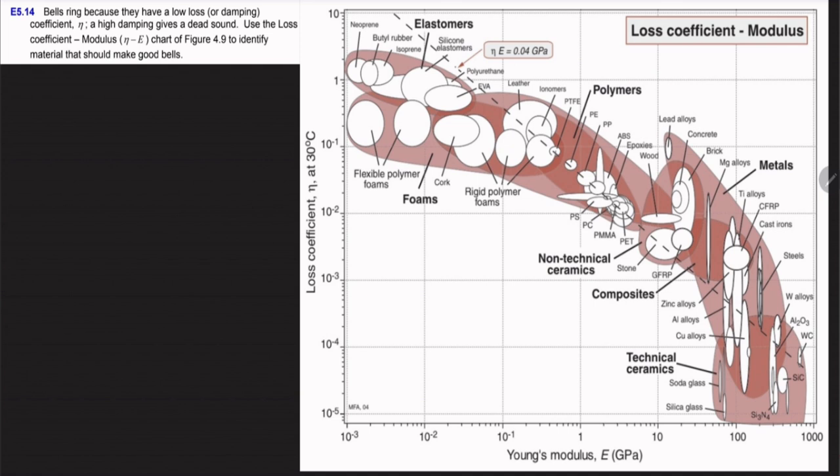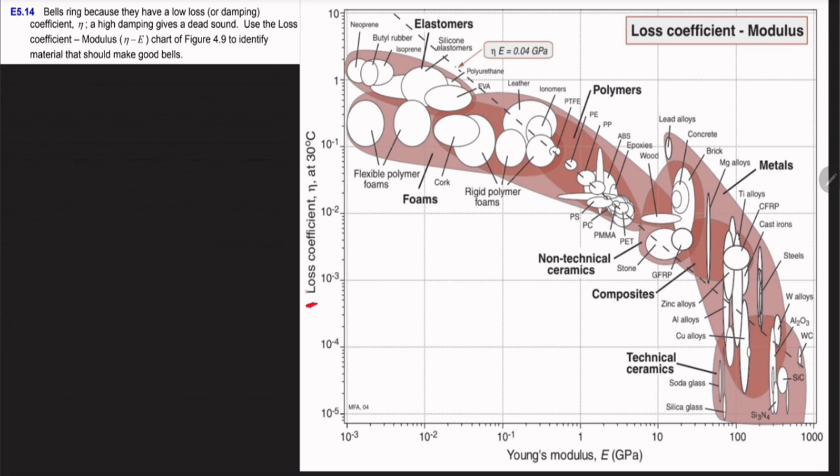Okay guys, for question 5.14, here they are telling us to find materials that should make good bells. We are looking for materials that we can use to make good bells. That's what we are looking for in this question. So based on that, the function that we need is low damping, or low damping coefficient, which is this loss coefficient.